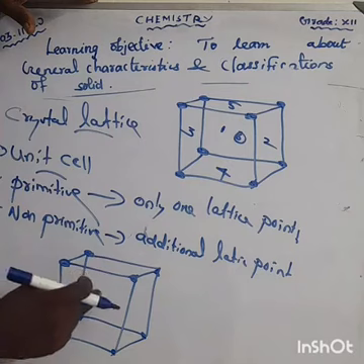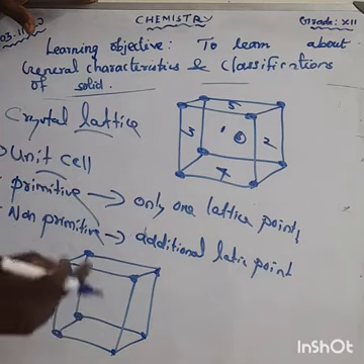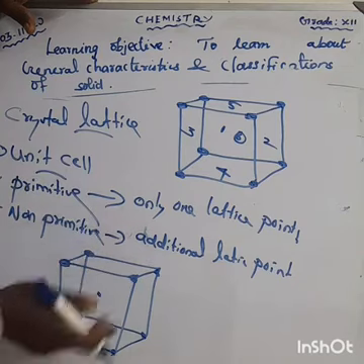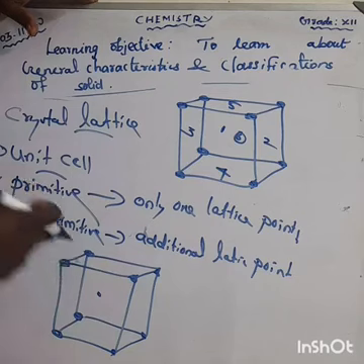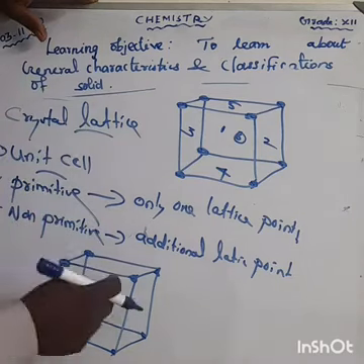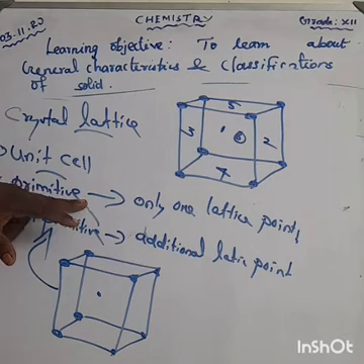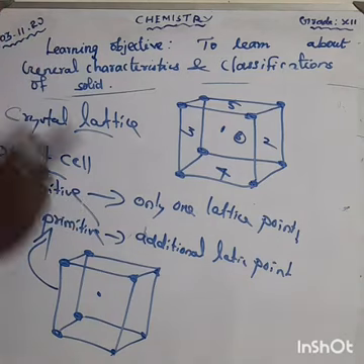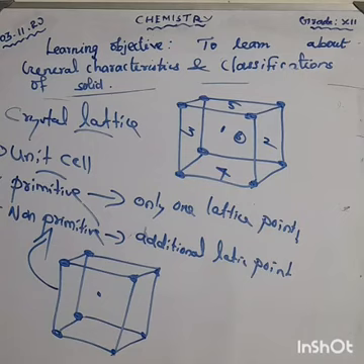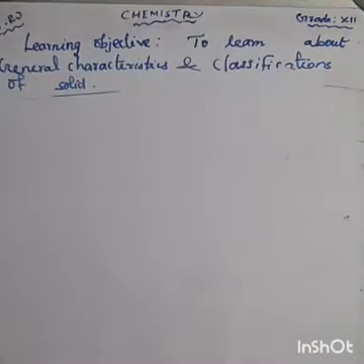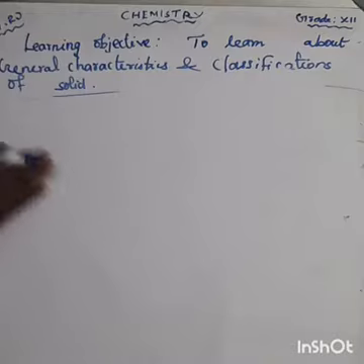Here, an additional lattice point is present either on the faces or within the unit cell; those are called non-primitive unit cells. But in the primitive unit cell, we have only one lattice point. Here there are 7 primitive crystal systems.